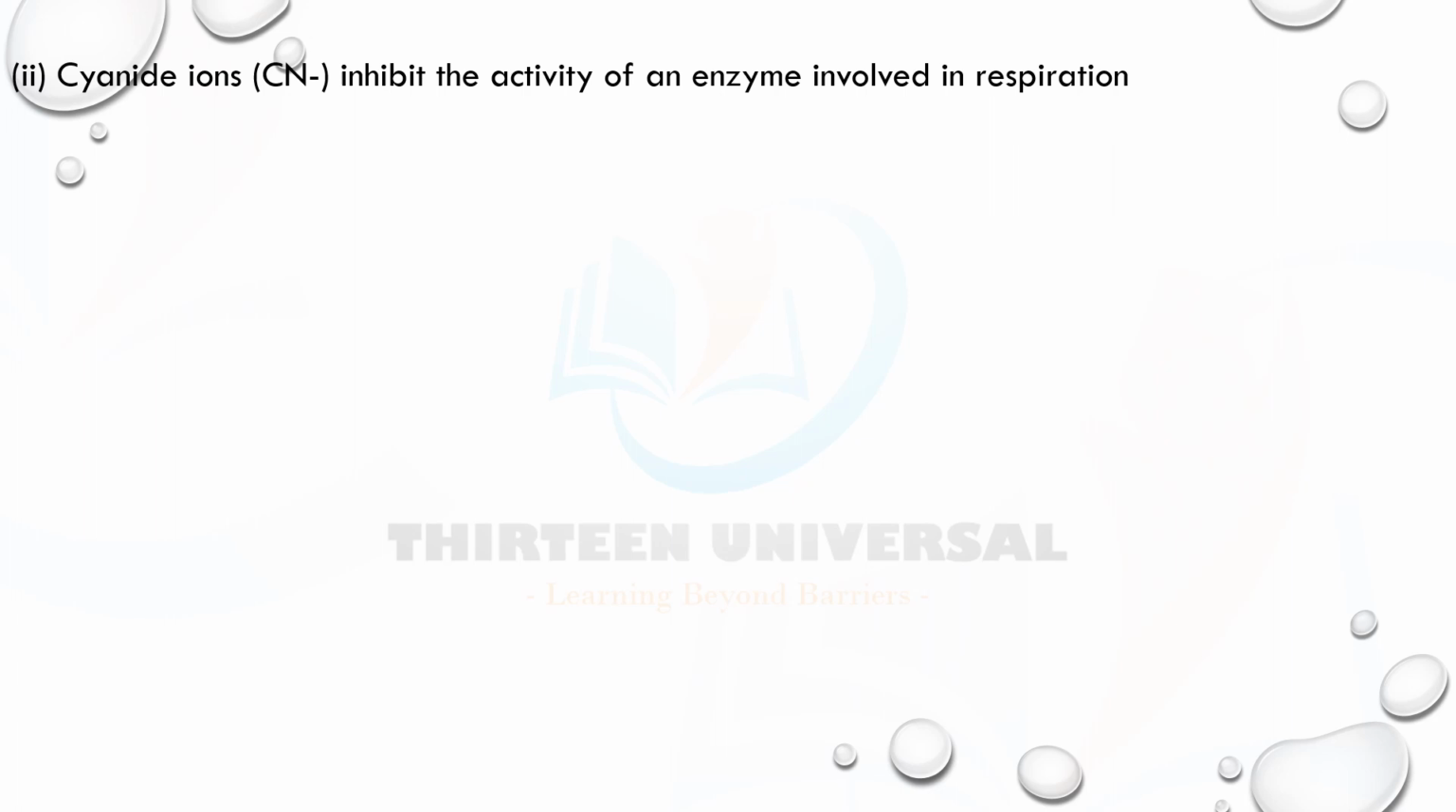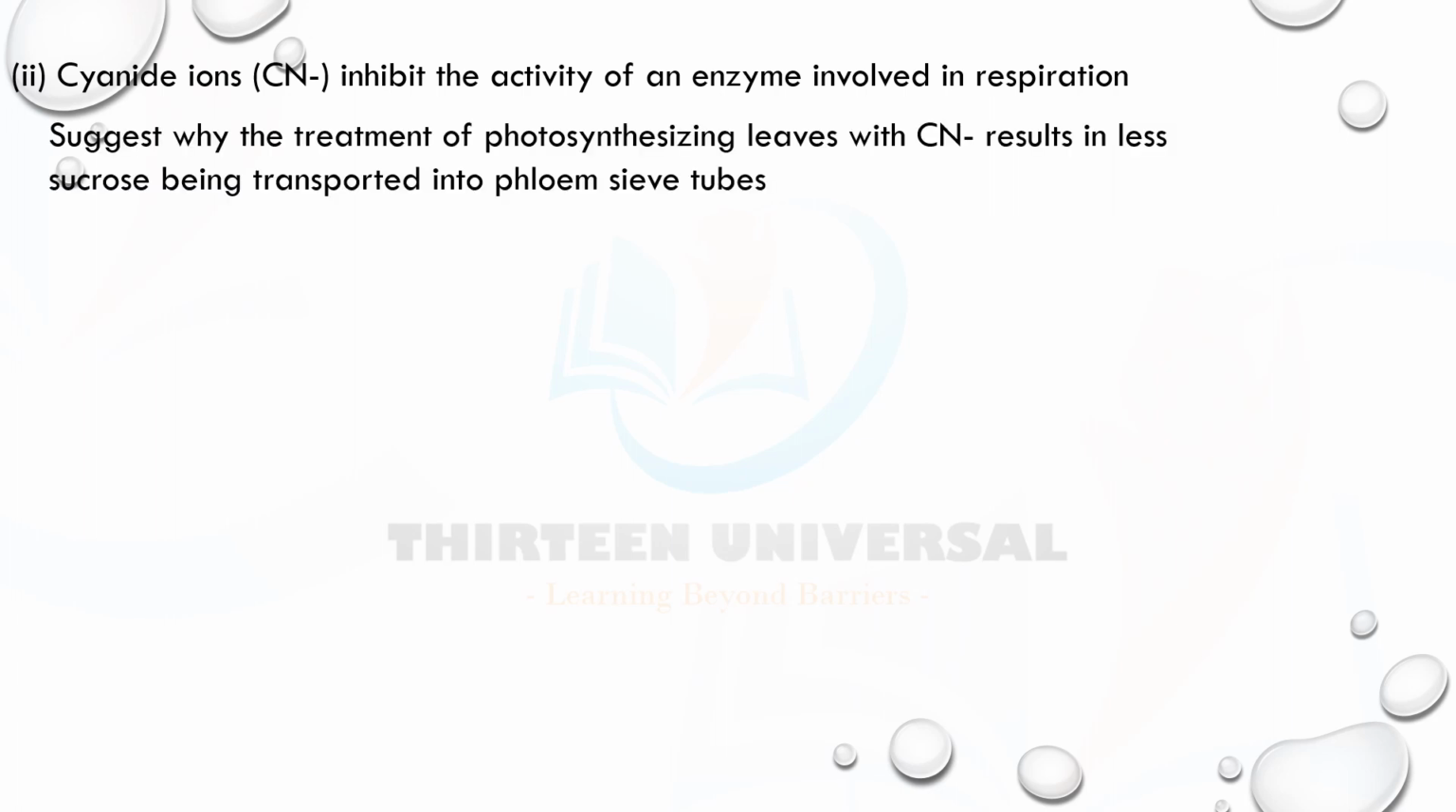Cyanide ions inhibit the activity of an enzyme involved in respiration. Suggest why the treatment of photosynthesizing leaves with cyanide results in less sucrose being transported into the phloem sieve tube. So look at it, guys. Pause this video now and try to solve this question.